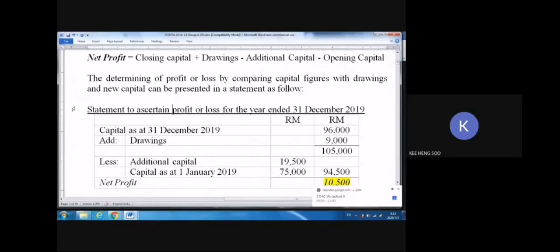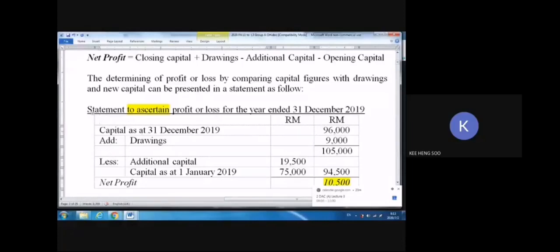Statement to ascertain, yes. We discussed already, we decided to change the title to statement to ascertain profit or loss. So this is the topic. So inform your friend, change the title. In the course test, I may use this term also, statement to ascertain the profit or loss.